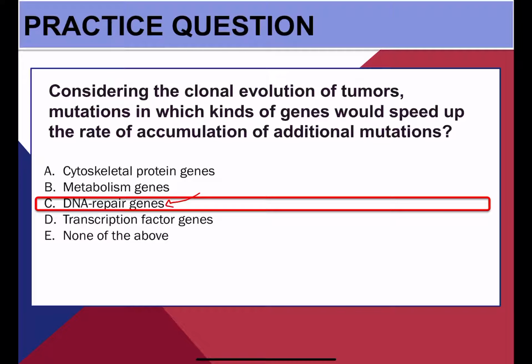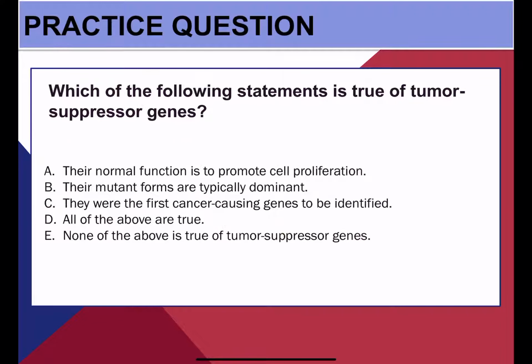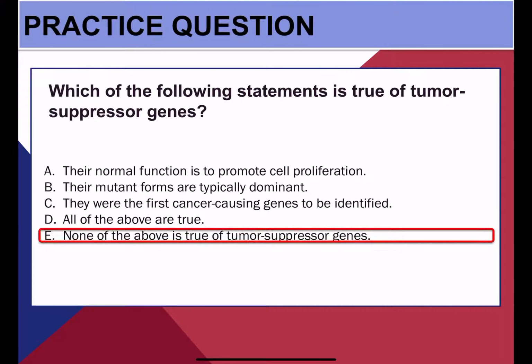Okay, so that's what's going to give rise to even more mutations. Which of the following statements is true of tumor suppressor genes? None of the above is true of tumor suppressor genes. Normal function is to promote cell proliferation? Nope, that's for proto-oncogenes. Their mutant forms are typically dominant? Nope, tumor suppressor genes are recessive mutant forms.